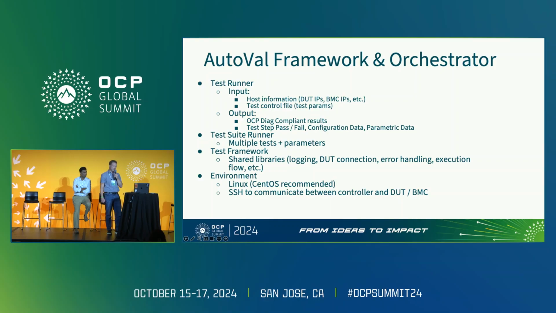And then you also pass in some parameters for your test case. These test cases that we're releasing are parameterized, so you can have different combinations of the same test module with different parameters. As output, I was already referring to the OCP diag compliant output. This output format contains information like test step and pass-fail data. It has host configuration data, so that later on you can run some analytics on which hardware, firmware, software combination you actually ran the tests against. And it also includes parametric data, like performance data, for example, that's collected by your test cases.